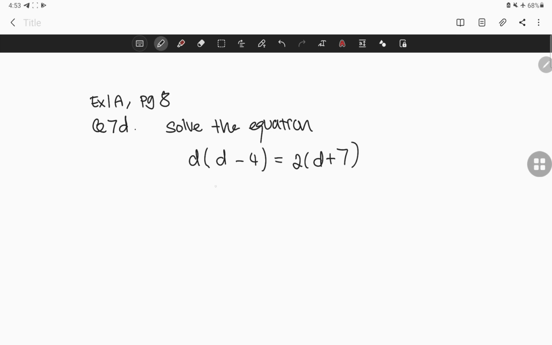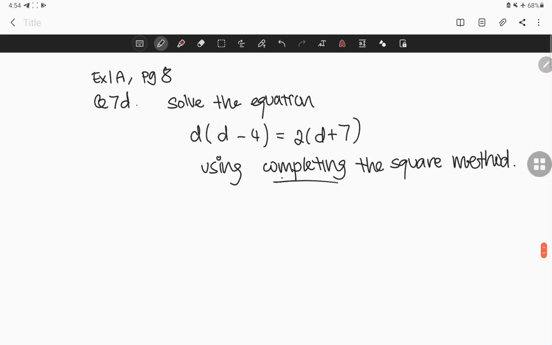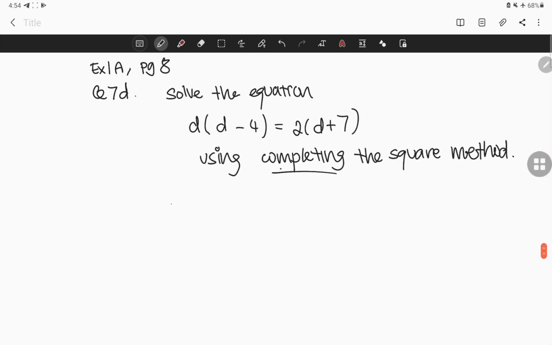So solve this equation using the completing the square method. Use this method, do not use any other method. So remember that for completing the square, you will need to write it in terms of something squared minus another thing squared. Okay, these are the hints that I will give you. And you first need to expand this equation before solving.